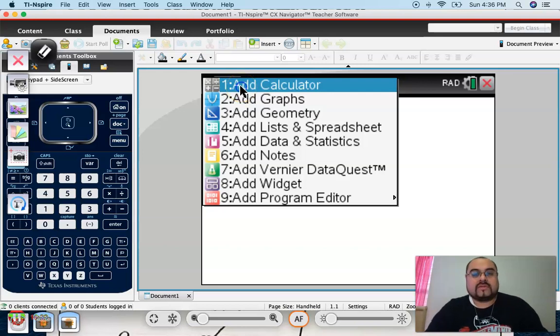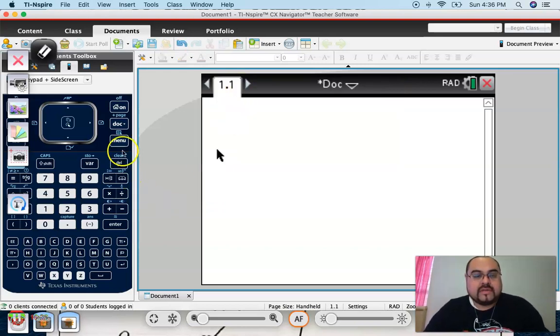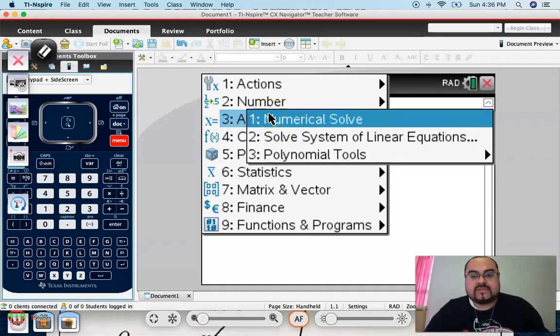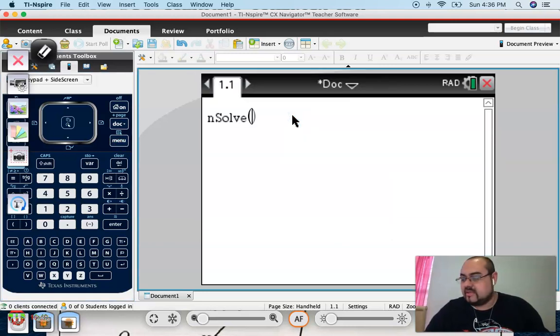It's going a little slow here. There we go. Okay, so our menu, algebra, numerical solve. We're going to plug in our equation exactly the way we see it. If you're following along in your notes, that equation is 5x is equal to 28 times 6.